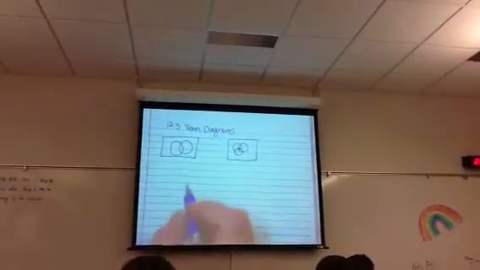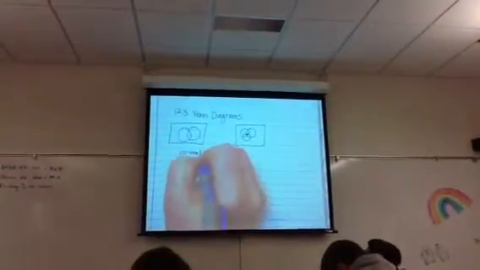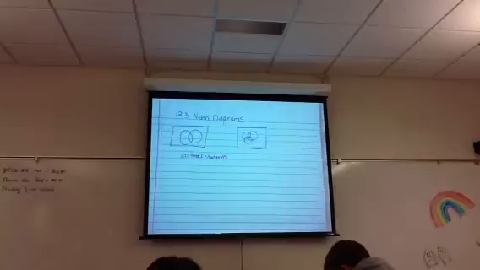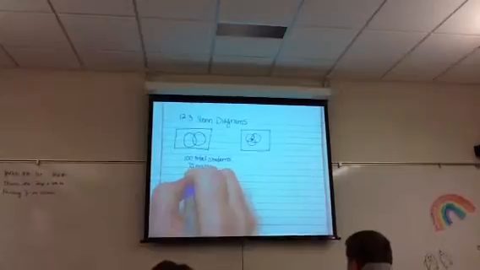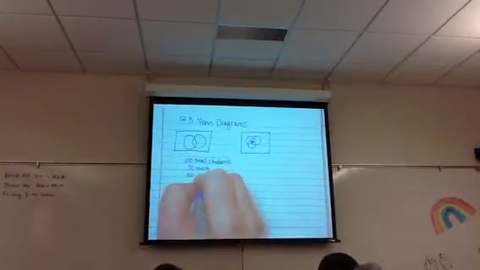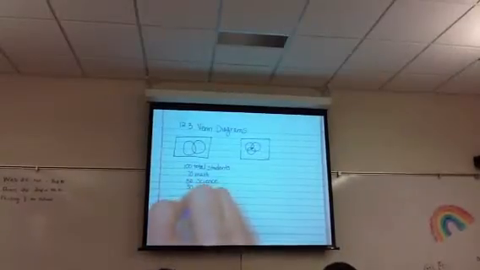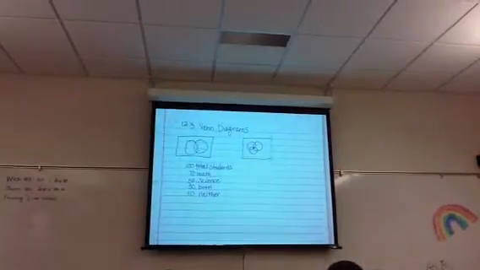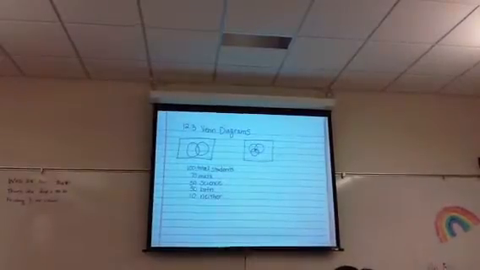So, they want us to make a Venn diagram. Our Venn diagram's got 100 total students. So we're going to make a Venn diagram where we're going to total 100. 70 of them are in math. 50 of them are in science. 30 of them are in both. And 10 of them are in neither. So if we added all those up, do we have 100 kids?